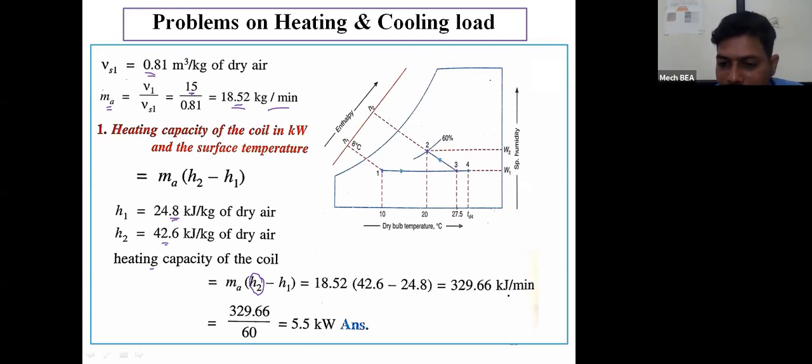So here I'll get that answer in terms of kilojoule per minute, but I want that answer in terms of kilojoule per second. That is nothing but kilowatt. So divide this answer by 60, and I will get the answer in terms of kilowatt. That answer is nothing but 5.5 kilowatt. So this is the heating capacity of the coil in terms of kilowatt.